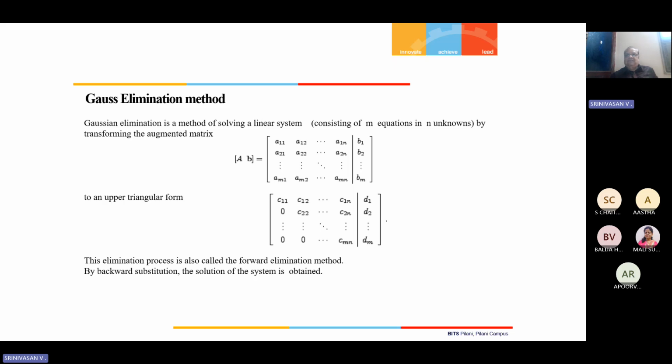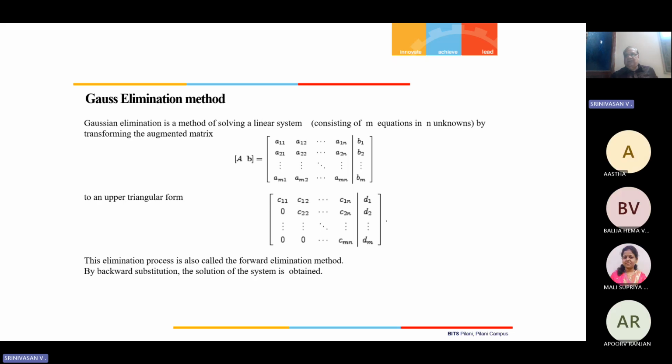Remember, this column is the coefficient of x1, this column the coefficient of x2, etc., up to the coefficients of xn. These are constants, so you have all the entries in your last column. So what's happening here? This is the coefficient of your xn. That number into xn equal to your constant dn, so that you are getting xn.